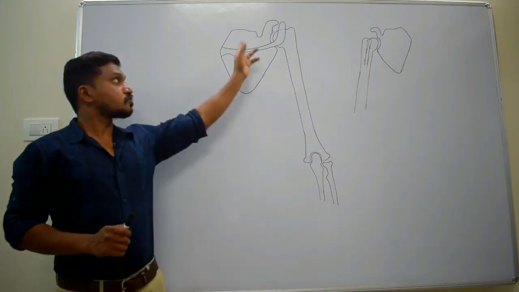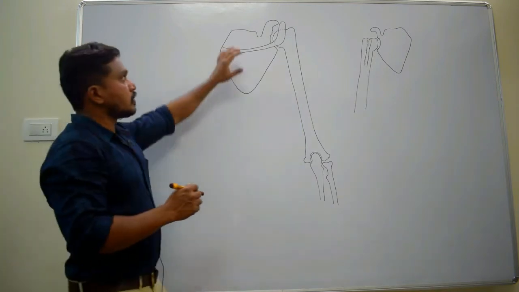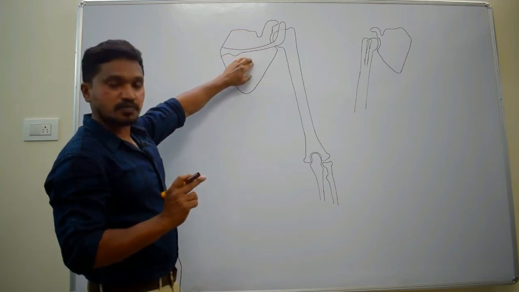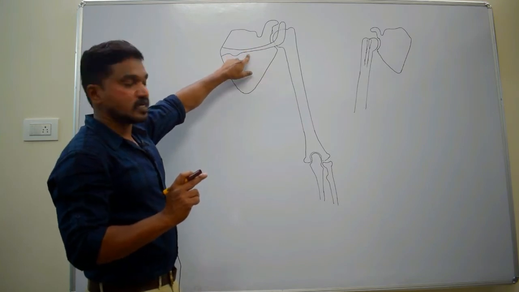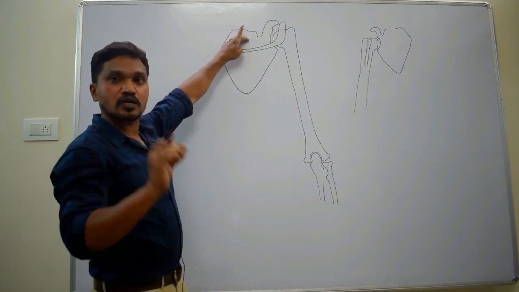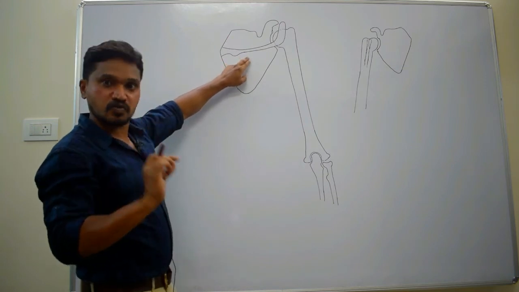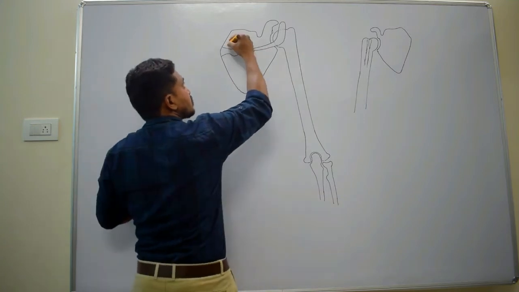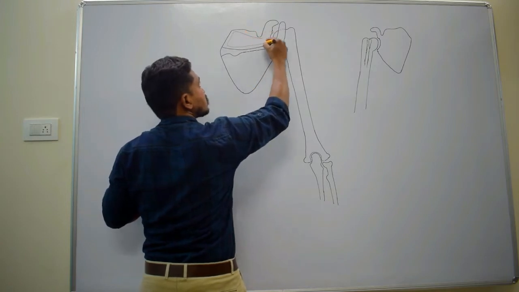First we will take the supraspinatus muscle. Supraspinatus muscle takes origin from the medial 2/3 of the supraspinous fossa. See here, this is the dorsal aspect of the scapula. It has a spinous process. The spinous process divides the dorsal aspect of the scapula into an upper part and a lower part. This upper part is called the supraspinous fossa. The lower part is called the infraspinous fossa, right? So, from the medial 2/3 of the supraspinous fossa originates the supraspinatus muscle. So, this is the supraspinatus muscle.